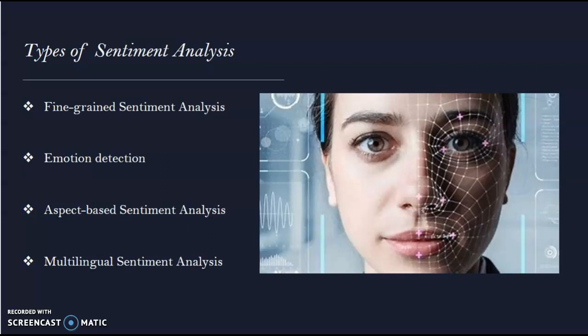Third is aspect-based sentiment, which is used to hone in on a certain aspect or identifier. This is used to learn more about which product features or service aspects people are mentioning. Last is multilingual sentiment analysis. Some examples of this are language translation programs.